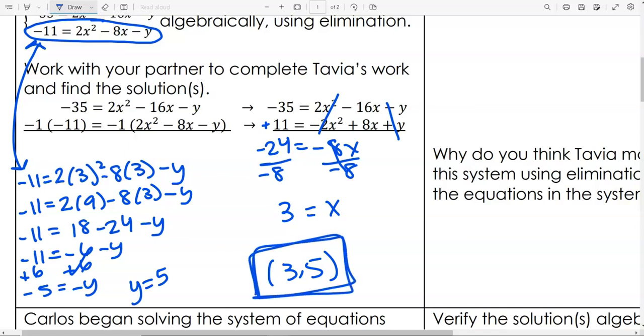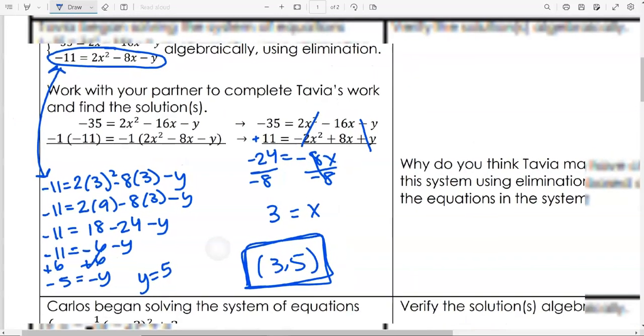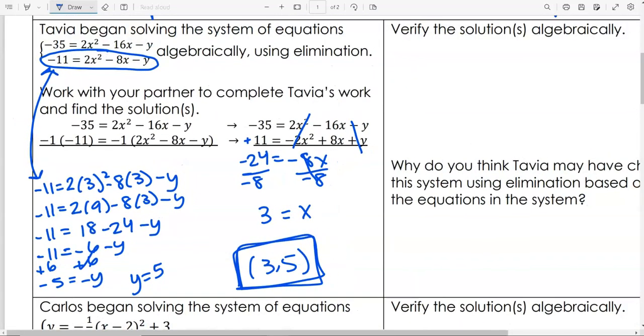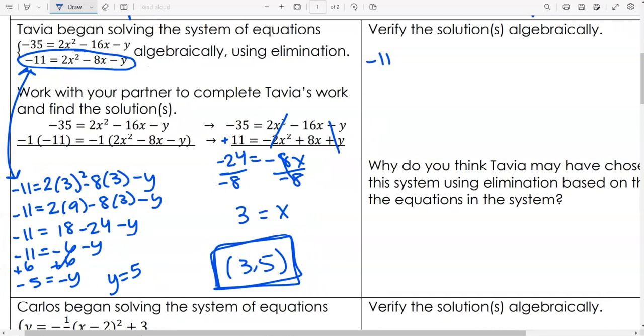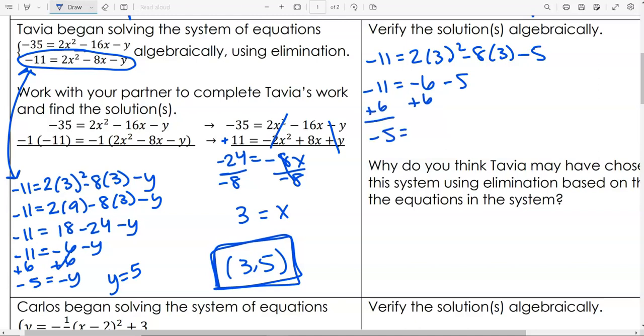So these parabolas are only crossing over each other at one point, which is at (3, -5). How can we always check ourselves? How can we verify? We can plug it back in, okay? So we can check: negative 11 equals 2 times 3 squared minus 8 times 3, now minus 5. We already did that first half, right? We know it's negative 6. Add that 6 over. Negative 5 equals negative 5.